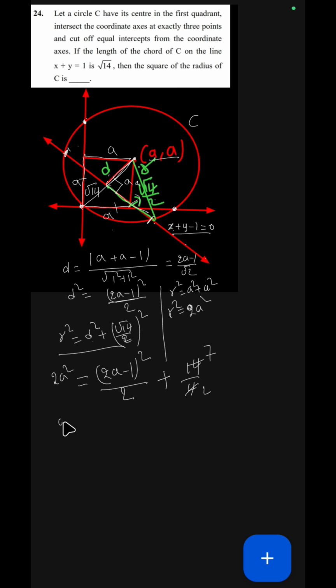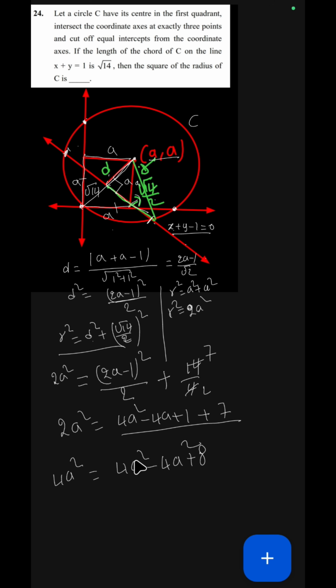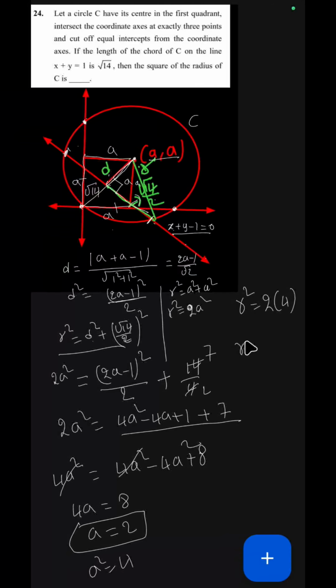So 2a square is equal to (4a square minus 4a plus 1 plus 7) whole by 2. The LCM is 2. So 4a square is equal to 4a square minus 4a plus 1 plus 7, that is plus 8. 4a square cancels. Minus 4a, you send to this side. 4a is equal to 8, so a is equal to 2. r square is equal to 2 a square, so 2 into 4, r square is equal to 8. So our required square of the radius is 8. The answer is 8.